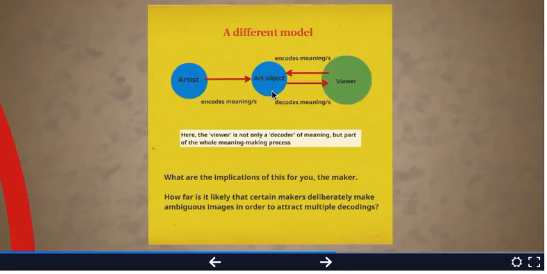But I'd like you to consider two questions. First, what are the implications of this for you, the maker of the object? And also, how far is it likely that certain makers deliberately create ambiguous images in order to attract multiple decodings? So two questions there.